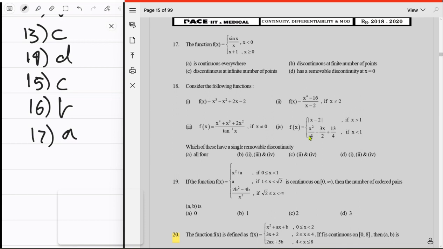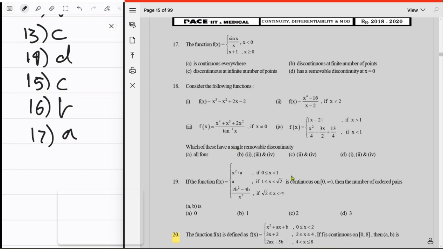Right? It's like 7 upon 2 minus 3 upon 2. That is just 2. It's approaching 2, and this is approaching what? 1. So no, it's not having a removable discontinuity. This has, and this has one. So second and third, not fourth. Come on, please don't. What is this? All four?